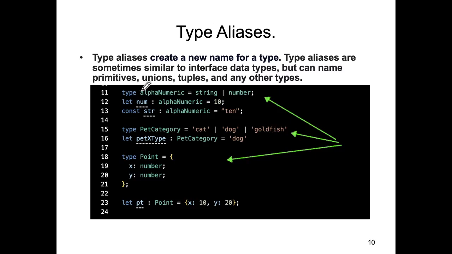So take the first one. I'm declaring a type called alphanumeric, and what this is saying is that any variable of type alphanumeric could be a string or it could be a number. And there are cases when you will need that. Here I'm declaring an actual variable, and its type is alphanumeric, and I'm assigning it a numeric value. And the compiler won't complain. If I had another variable whose type was also alphanumeric, I could assign it a string, and the compiler won't complain, because that's what I've said alphanumeric types are. So alphanumeric is a custom type that I've defined for myself.